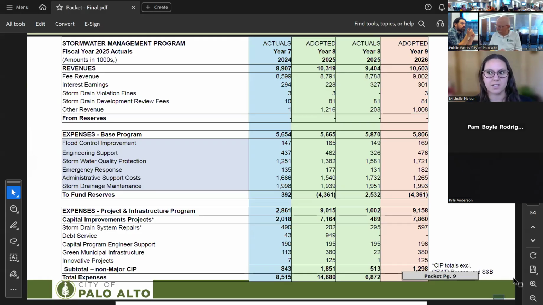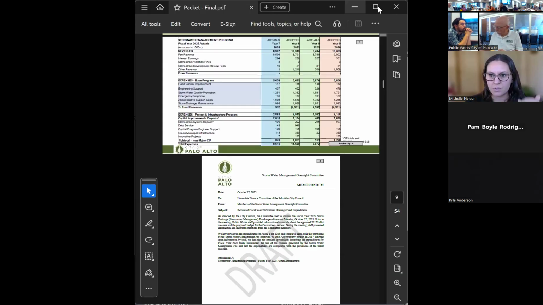And this is why I think it's important to have some other touch points on there for you, rather than just the one year I need your approval on. Good. So that's the revenues.